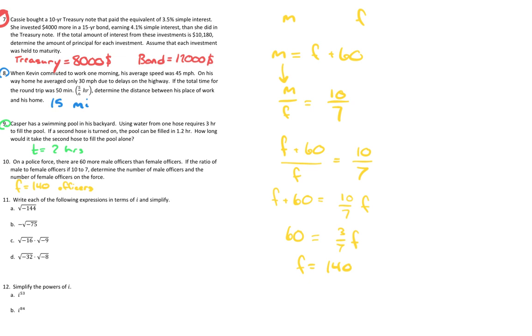And then we can take this and plug it back in right here. Or we could plug it into our ratio, either way. But this one here is already solved for M, so it's just a little easier. So M is just equal to 140 plus 60, so 200. So M equals 200 officers.